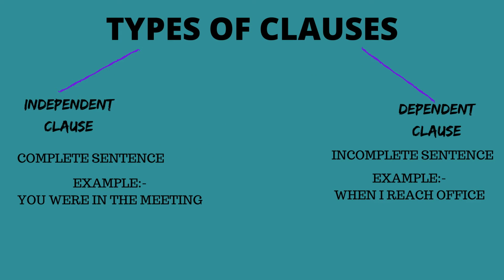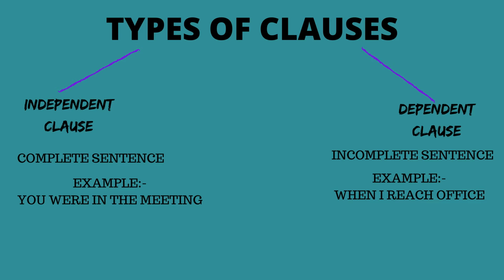Now let's understand types of clause. I've also talked about this in my previous videos, so this is just a reiteration. There are two types of clauses based on their usage. One is the independent clause, which doesn't need any other clause for its existence. It has a complete meaning by itself. For example, you were in the meeting. This portrays the true meaning and doesn't need anything else. That's independent.